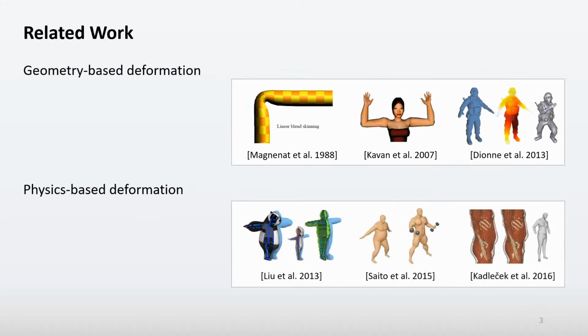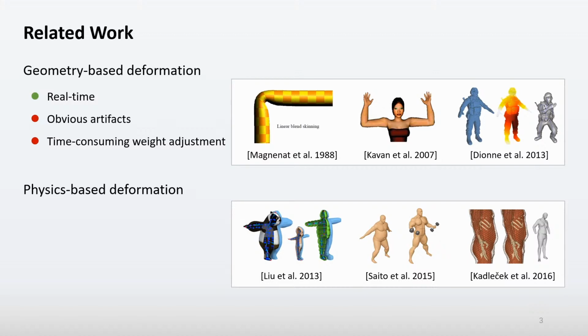For geometry-based deformation, two well-known methods, LBS and DQS, are widely adopted in real-time applications due to their computational efficiency. However, they also suffer from undesirable volume loss and joint bulging artifacts. These artifacts need to be further manually fixed by highly skilled animators. This time-consuming process has to be repeated when deforming new characters.